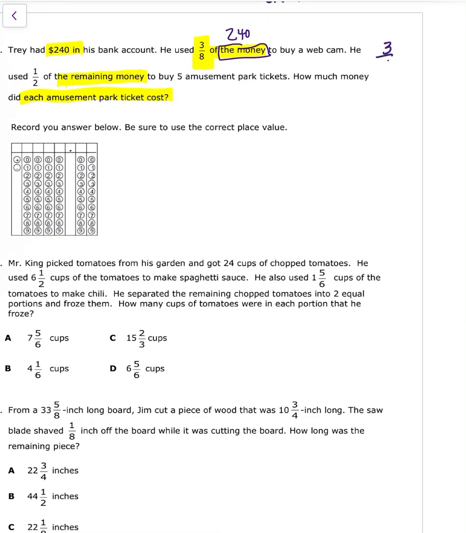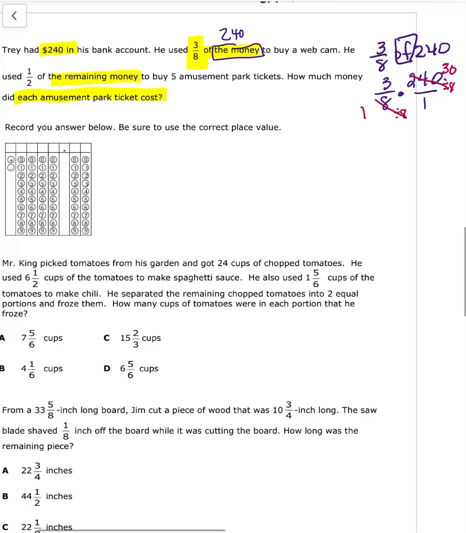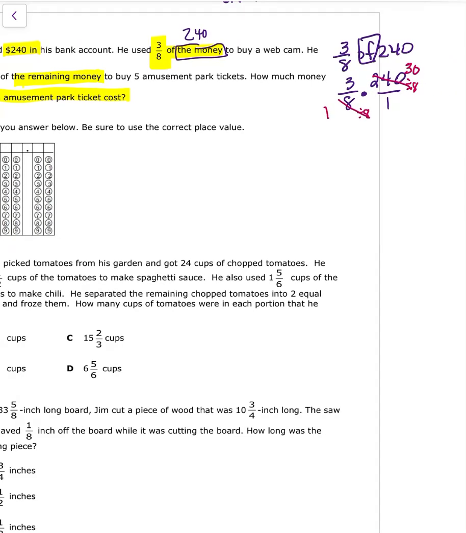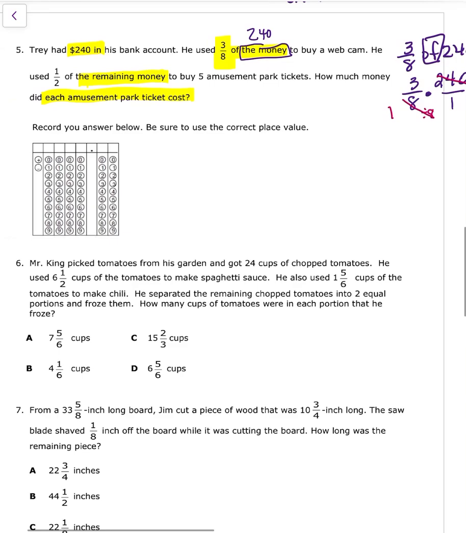So 3/8 of 240. And we know that of means to multiply. So I'm going to simplify. That'll be 1 divided by 8. 8, 16, 24. So it goes 3. So it'll go 30. And then multiply straight across. So 3 times 30 is 90. 1 times 1 is 1. So he spent $90 on the webcam.